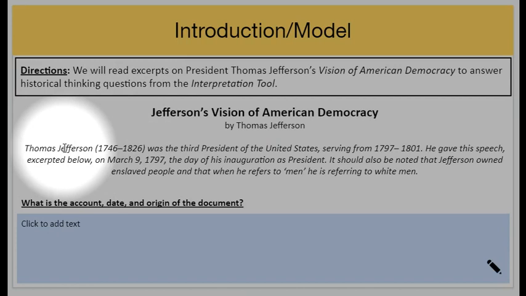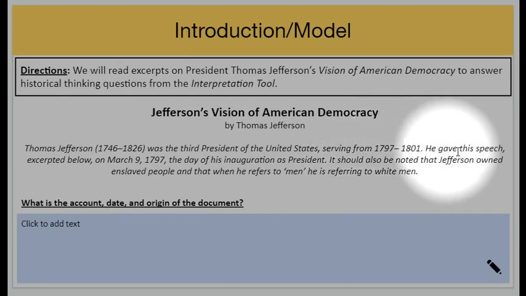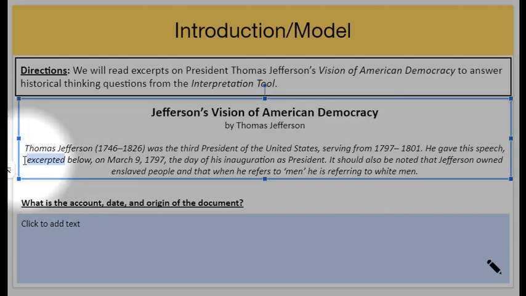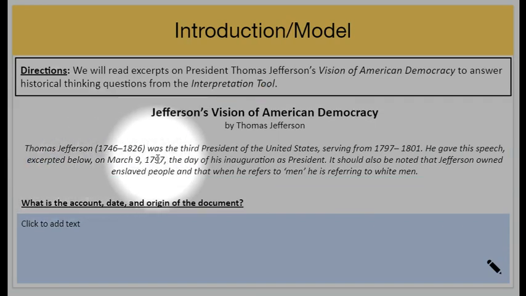It says Jefferson's Vision of American Democracy. Thomas Jefferson was the third president of the United States, serving from 1787 to 1801. He gave this speech, excerpted, meaning it's not the whole thing, it's a piece of it. That's what that word excerpt means. Excerpted on March 9th, 1797, the day of his inauguration. That's when he was sworn in as president. Okay, now they're noting, it should be noted, Jefferson owned enslaved people, and when he refers to men, he's referring to white men. He doesn't even put women into the equation.